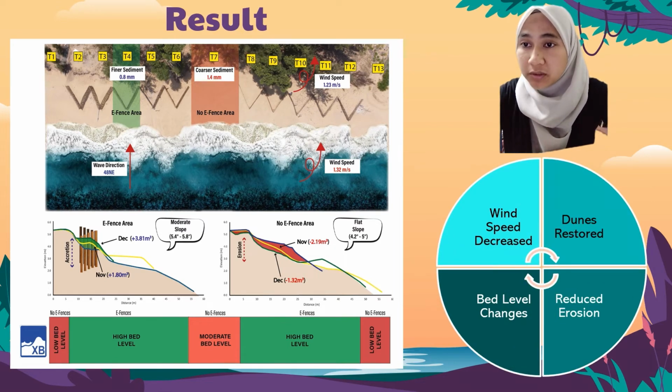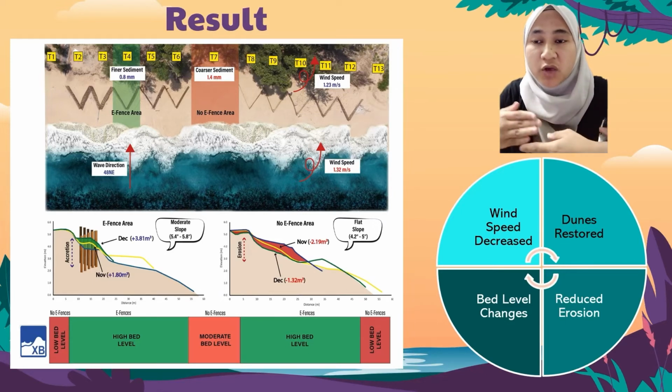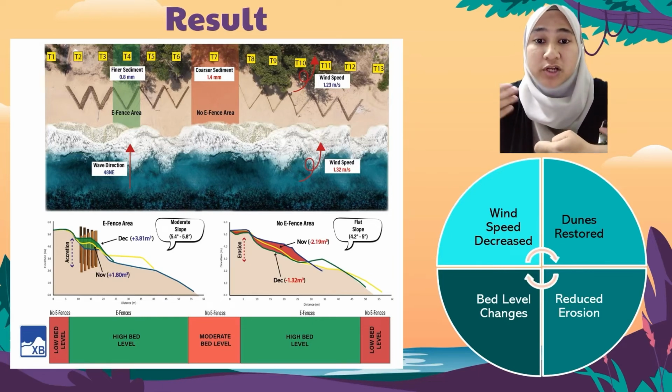Based on this figure, the green zone actually indicates the area protected by the E-fence. Based on this result, fine sediment was found, indicating that the area protected by the E-fence has smaller waves, which can bring a moderate slope, and also a higher bed level from the numerical modeling, showing that the area is actually having restoration and a formation of dunes.